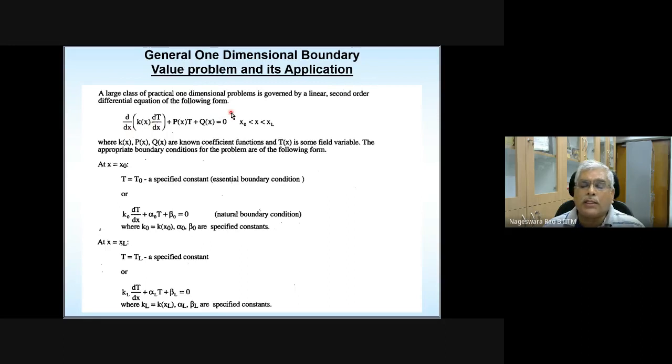And you need to solve this differential equation, which is a linear second order differential equation, over this domain going from x0 to xl, where k as a function of x, p as a function of x, q as a function of x are known coefficient functions, and T is some field variable for which you are trying to solve. T is the quantity which you are trying to solve.